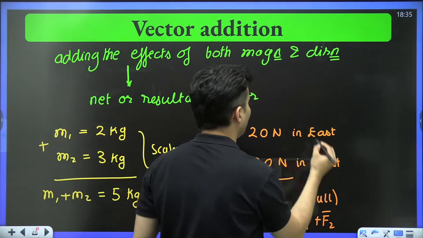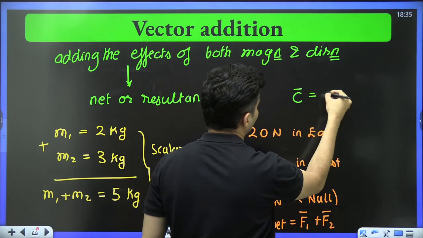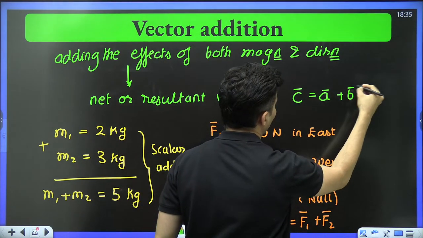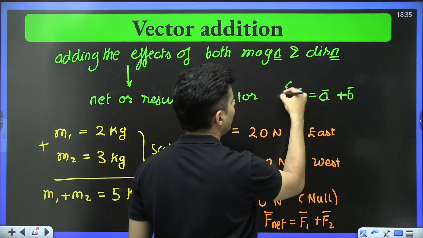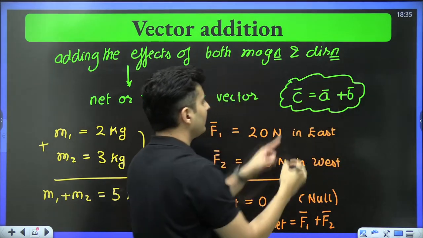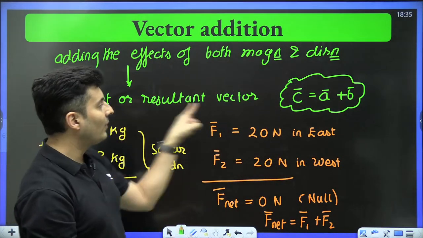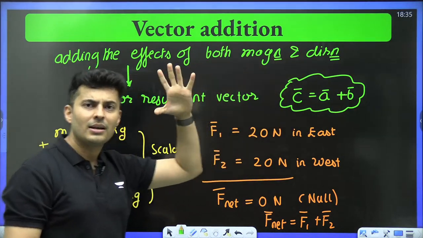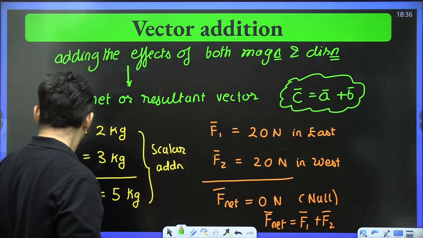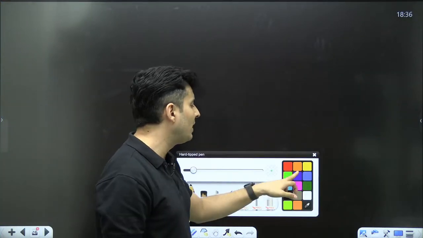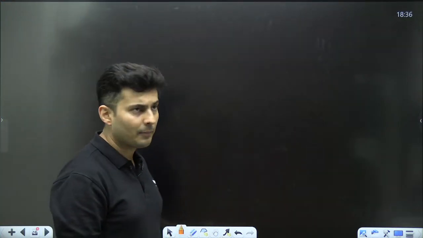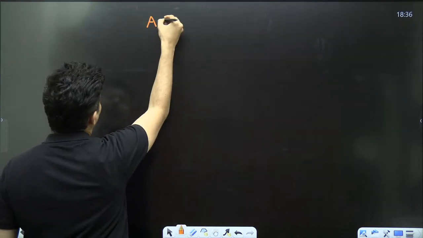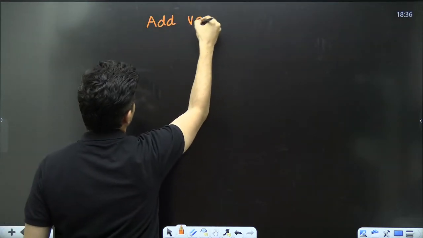So in general, I can say C vector is basically A vector plus B vector. This is how you write it. This is the resultant or the net vector. A and B are the vectors whose magnitudes and directions need to be considered. Now, whenever you want to add vectors, there are multiple ways of adding them. How do you basically add vectors?